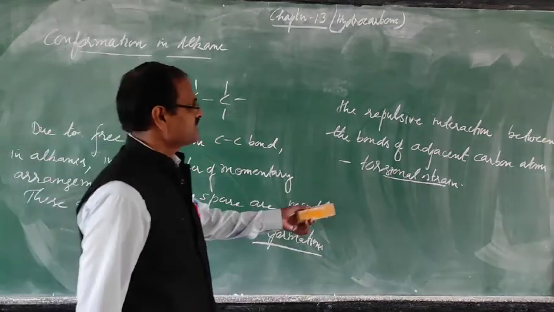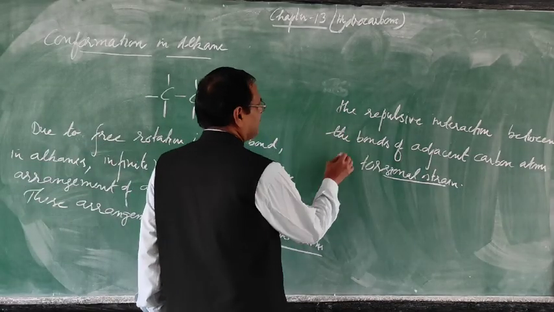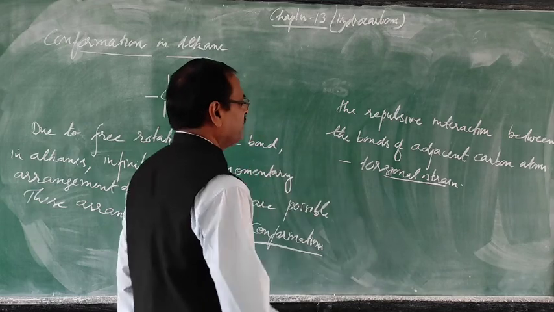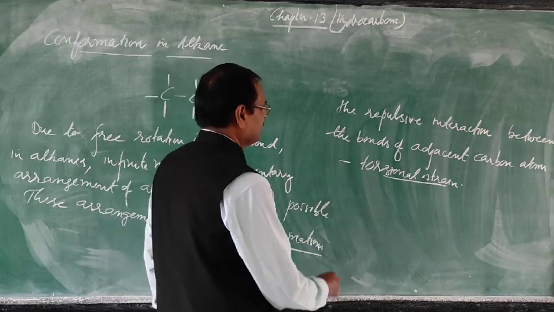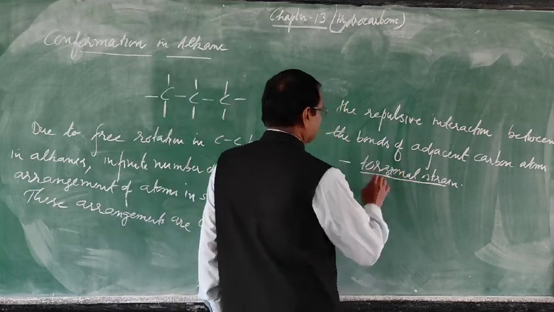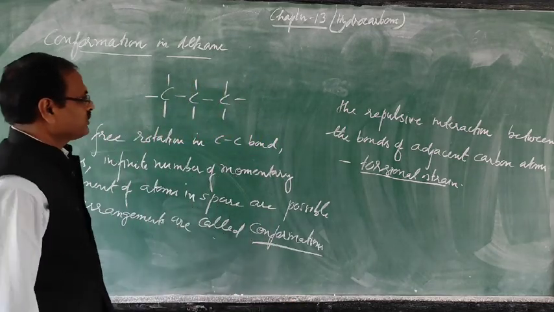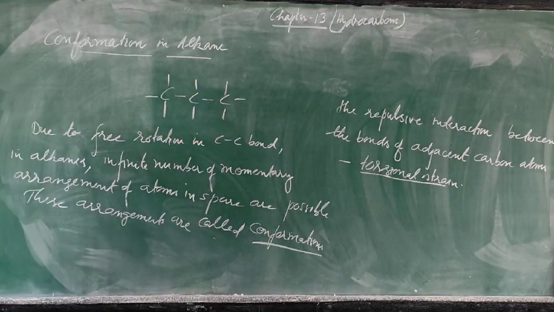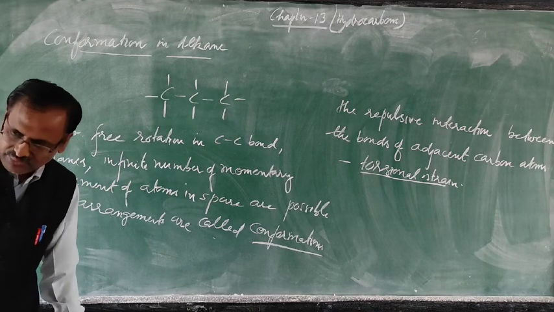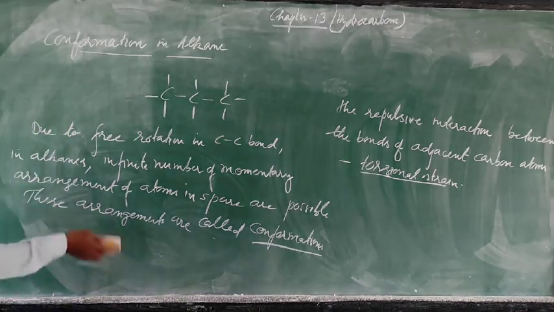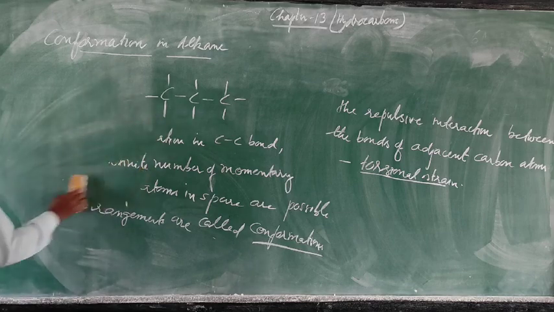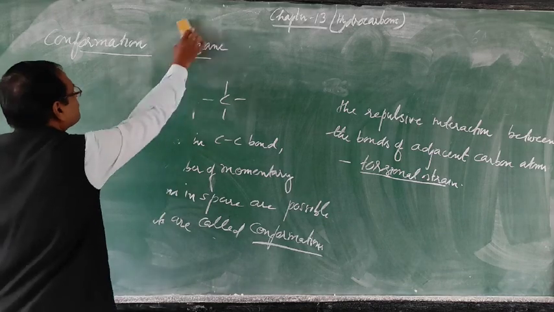What is torsional strain? The repulsive interaction between the bonds of the adjacent carbon atoms is called torsional strain. Now we are going to take the conformation of ethane. So next one is conformation of ethane.